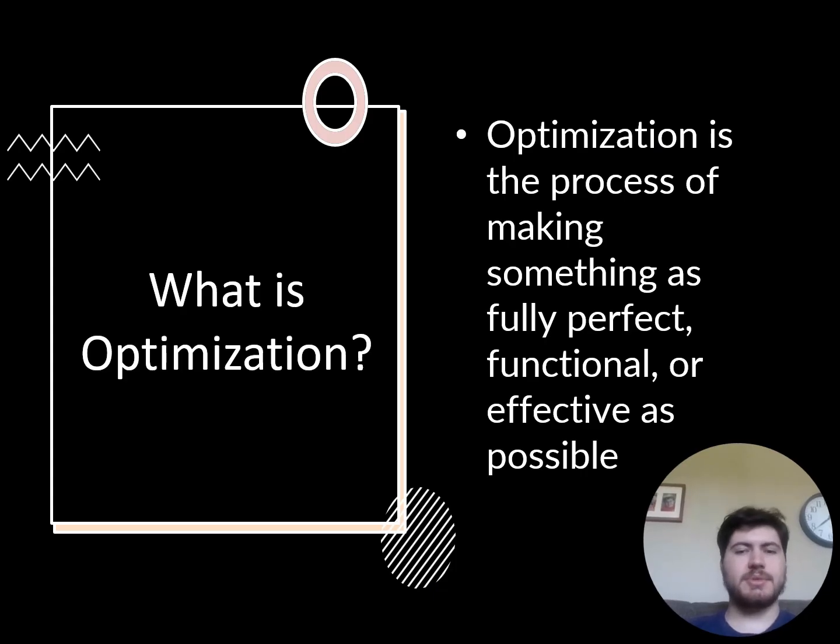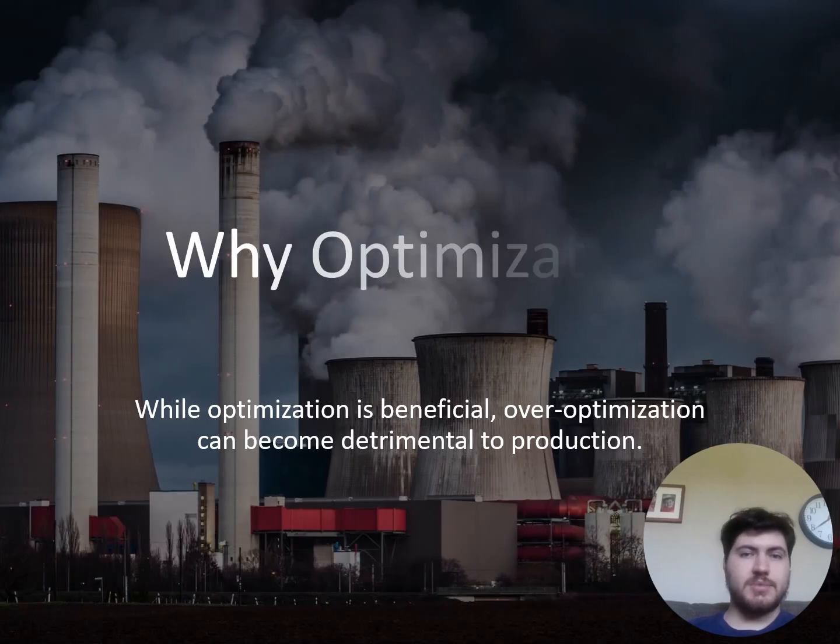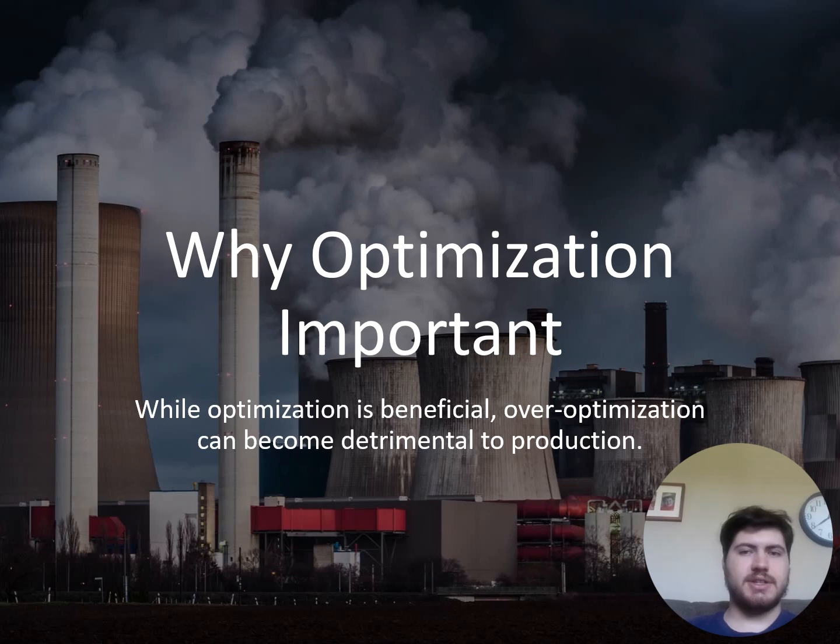So what is optimization? Optimization is the process of making something as fully perfect, functional, or effective as possible. This can be applied to any number of things in our world, from code to workflows to even your day-to-day experiences. Now, let's move on to the main focus of this presentation today: why optimization is so important, and what does it mean to find balance.